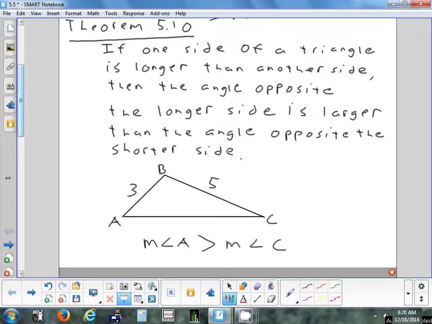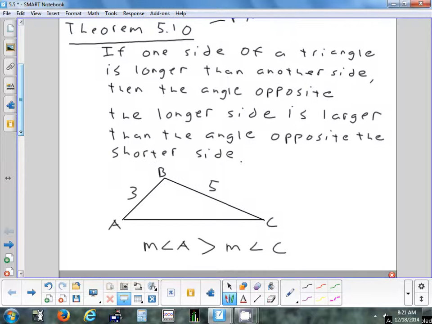There will be a question on the midterm very similar to this. It's actually going to involve two triangles, but this idea will be very important for that question. Any question on theorem 5.10?